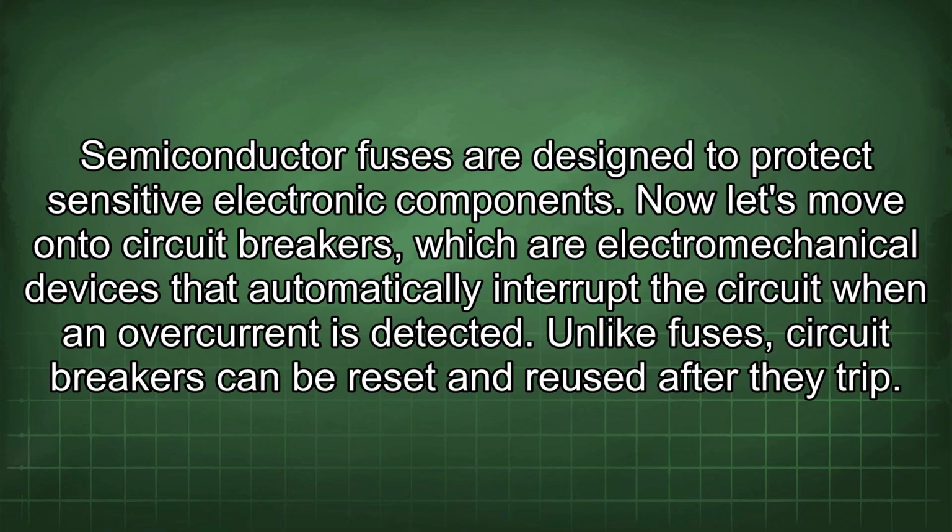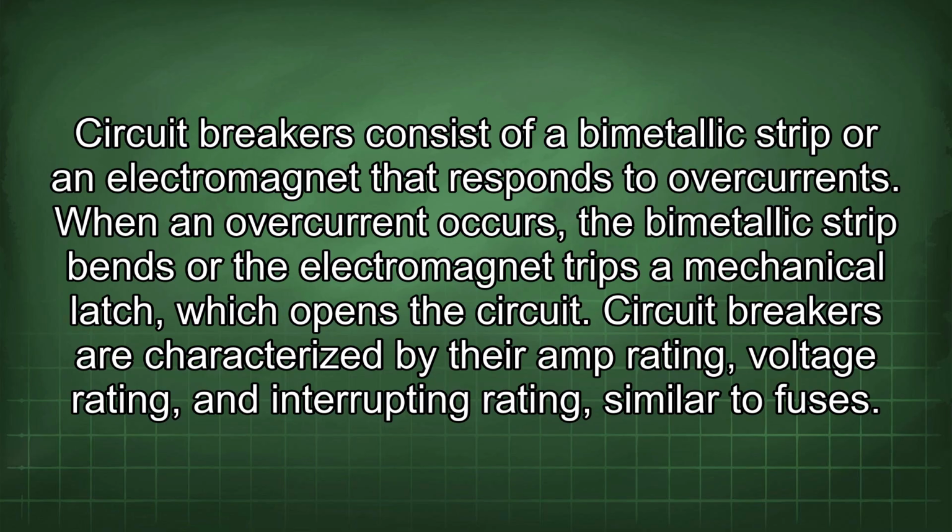Now let's move on to circuit breakers, which are electromechanical devices that automatically interrupt the circuit when an overcurrent is detected. Unlike fuses, circuit breakers can be reset and reused after they trip. Circuit breakers consist of a bimetallic strip or an electromagnet that responds to overcurrent. When an overcurrent occurs, the bimetallic strip bends while the electromagnet trips a mechanical latch, which opens the circuit.